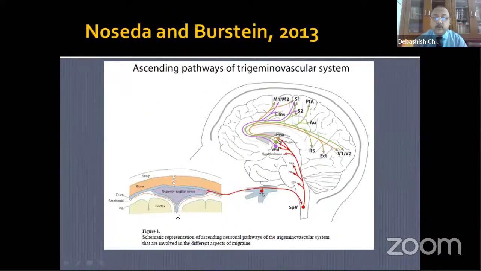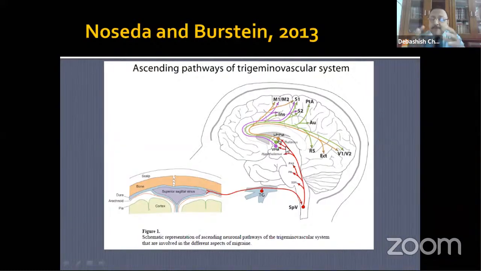As we have already shown, there is this dural blood vessel, there is a trigeminal ganglion, there is a spinal nucleus of the trigeminal, and through that the pain message is going up to the thalamus, and from the thalamus to conscious perception in the somatosensory cortex. But you realize that it is not only going there, it is going to other areas: the motor area, the reticular activating system, the auditory area, the visual area, and the insula.